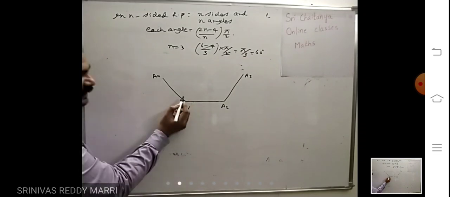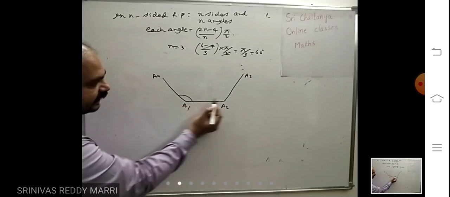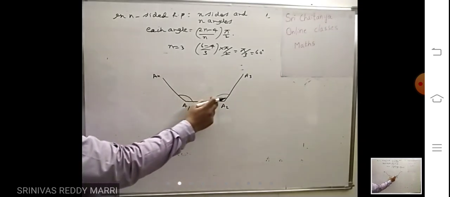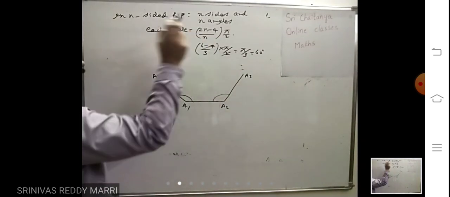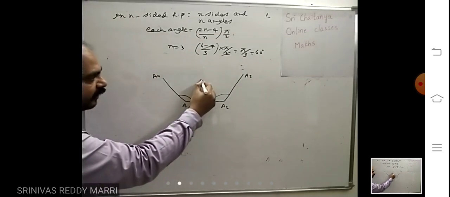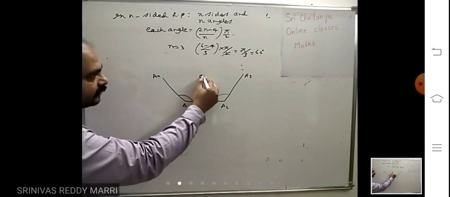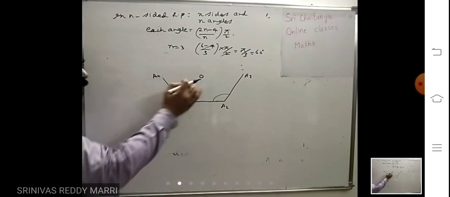Look at here. This is the angle I am talking about. This angle is there, this angle is there. These are the angles in the polygon. Each angle will be equal to this one. Now look at here, the center of the regular polygon. Let us say O is the center. This is called the center of the regular polygon.